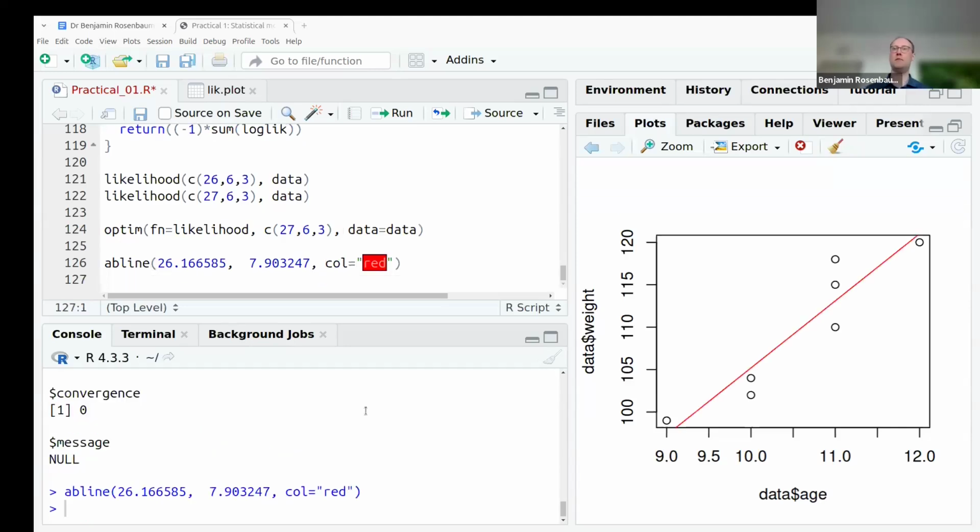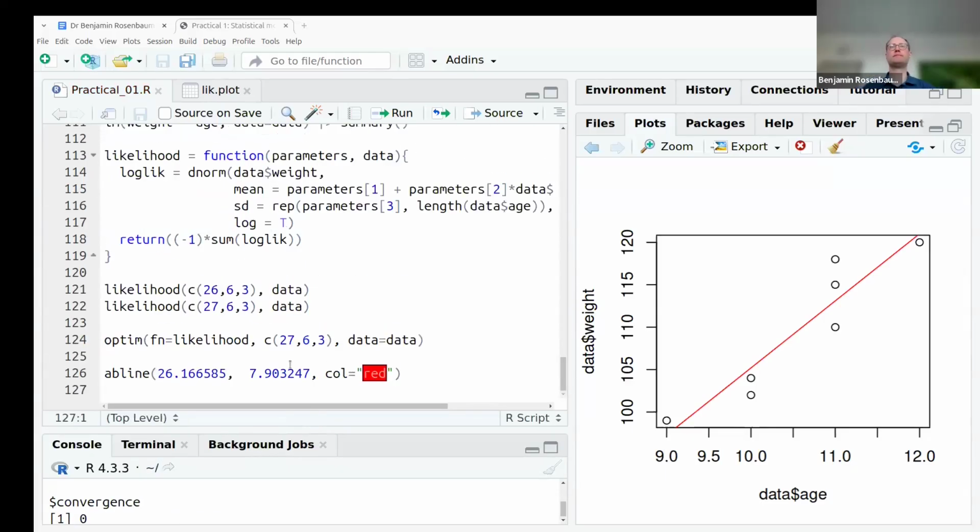And this is our maximum likelihood estimate for this small data set here. Okay, so I think we are coming to the end.